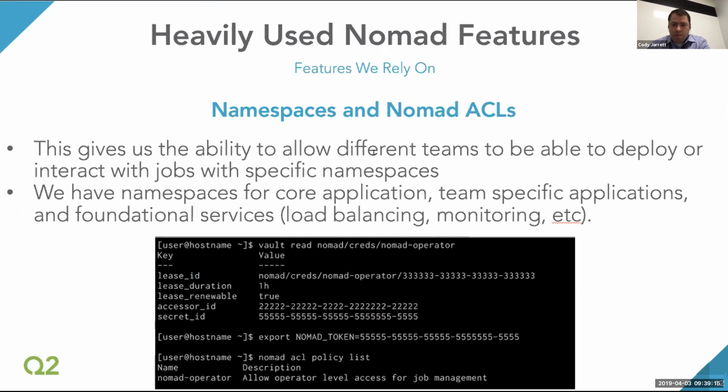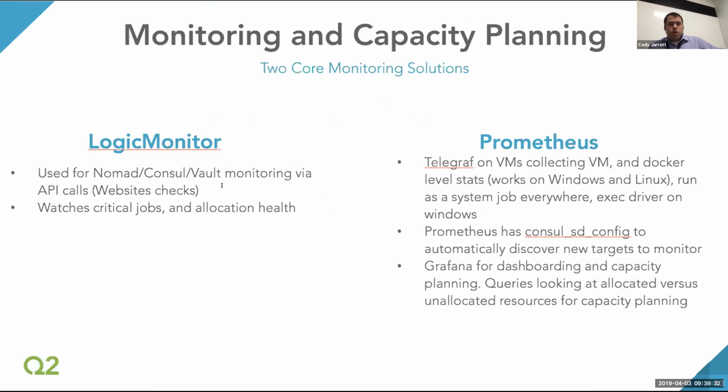And we have a namespace for our core foundational services like load balancing and Fabio. Okay, for monitoring, we have two solutions that we're making use of. So we use Logic Monitor for monitoring, making API calls to Nomad, Consul, and Vault. We use that to watch some critical jobs and look at allocation health.